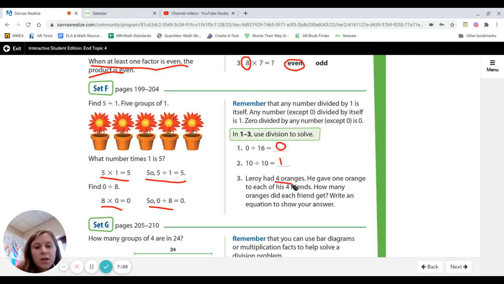Leroy had 4 oranges. He gave 1 orange to each of his 4 friends. How many oranges did each friend get? Think about dividing 4 into his 4 friends, and we know they'll each get 1 orange because any number divided by itself is 1.